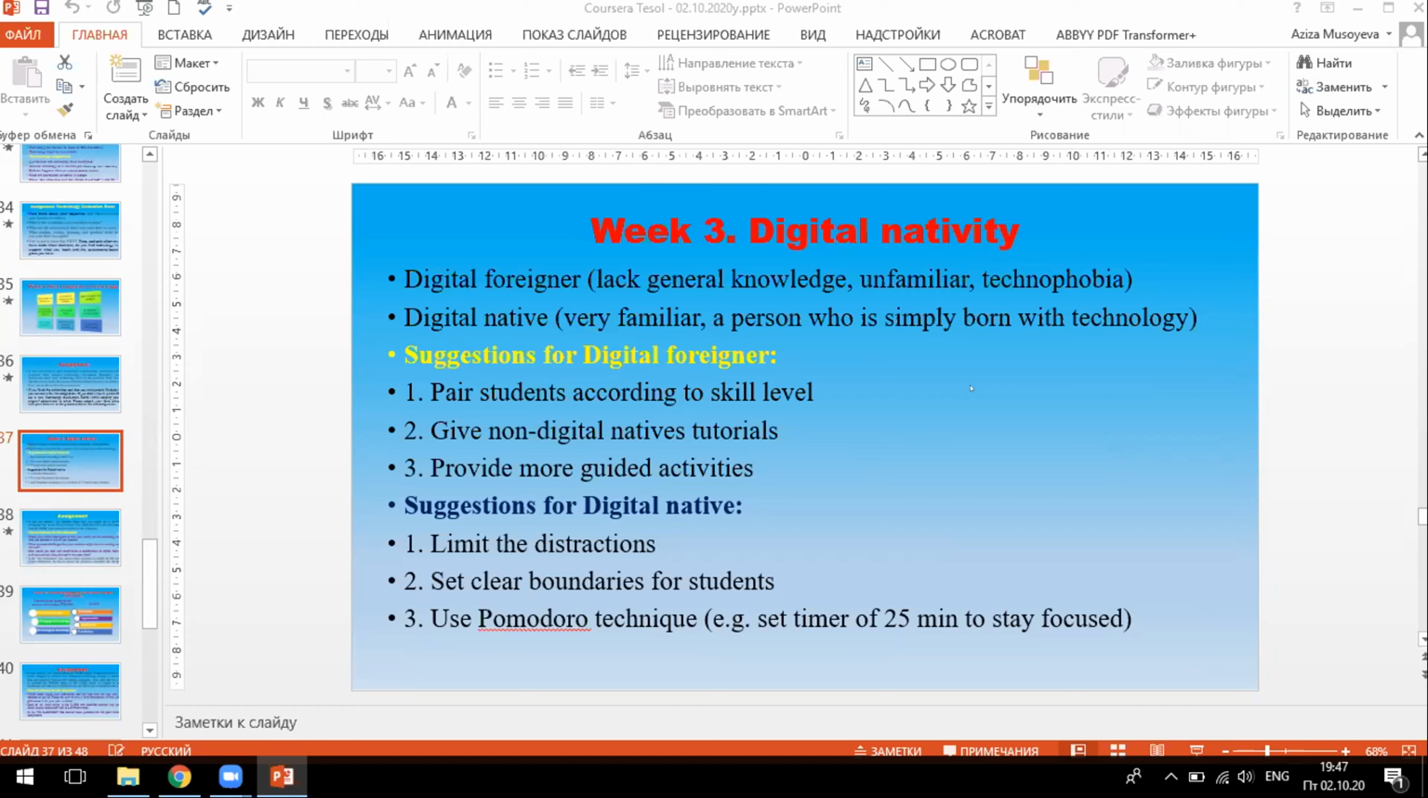If, for example, they are digital foreigners, you can pair your students according to their skills, give them some tutorials, and provide them more guided activities with the technologies that you are going to use. Or if they are very good at technology, you need to limit the distraction and set clear boundaries for students and use the Pomodoro technique. Pomodoro technique means you can set a timer for 25 minutes, for example, and ask them to stay focused.